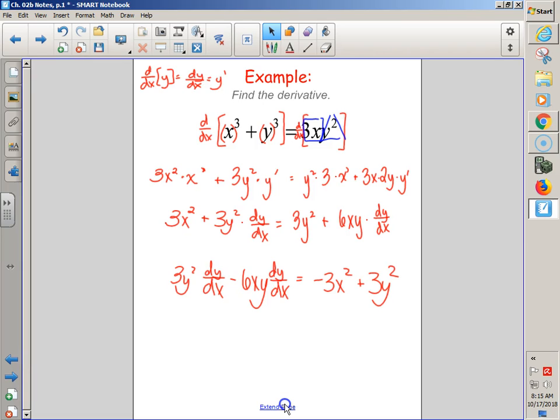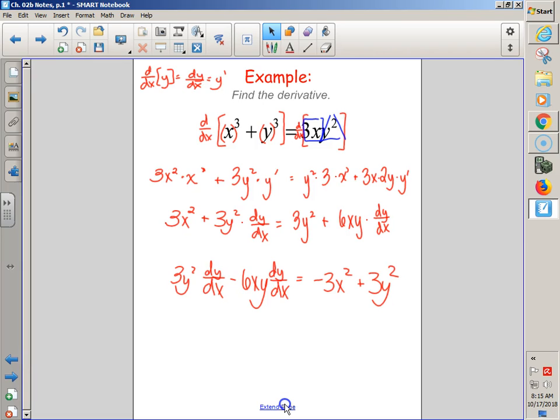Try to get like terms together. Now, wait, these aren't like terms though, right? So why are we calling these like terms? They're not technically like terms, but what is similar? What is alike? Both of these have dy dx's, and both of these don't, right?